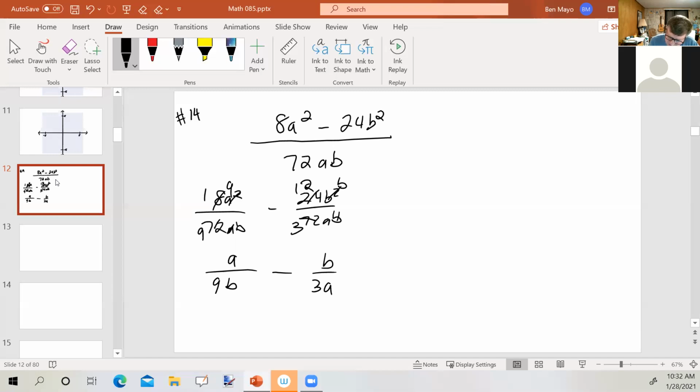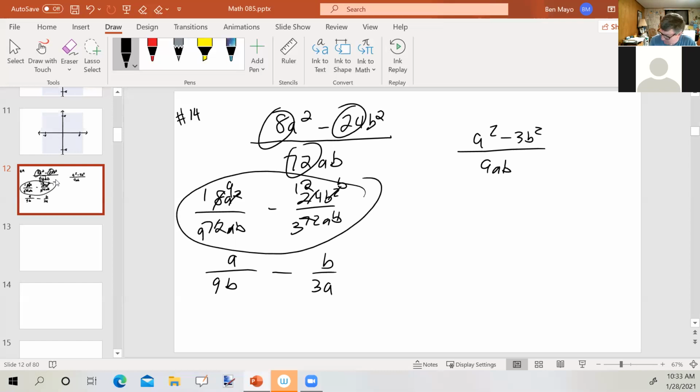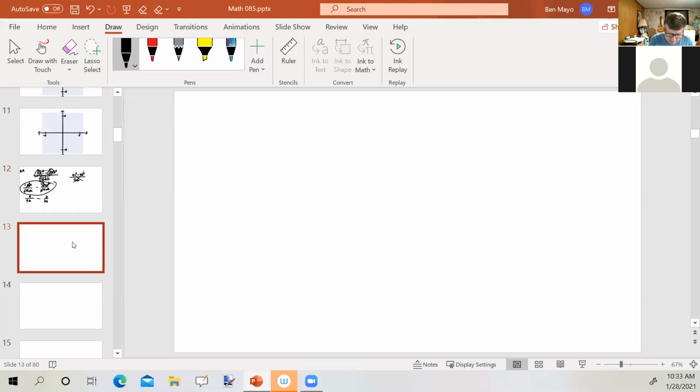But what people did instead is they said, oh, 8 goes into this and this and this, and so they reduced it down to a squared minus 3b squared all over 9ab. A number of students did that, and we didn't even talk about how to do that if you were going to do it. I just wanted to point out that this is what you were supposed to do: not reduce it down through some other means, but separate it out and reduce each fraction. Okay, having said that, are there any questions? I didn't get any requests on email. Anything you want to look at before we go on to section 8.3?